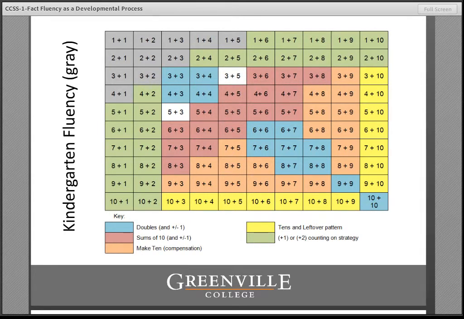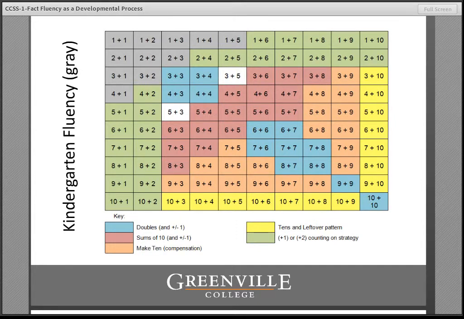Now, the result of those particular kindergarten expectations that I just mentioned essentially ensures that children should have experienced the addition facts that you are to bring to fluency in first grade. They should have already experienced all those facts in kindergarten. You are just merely taking that fact knowledge and bringing it to fluency.